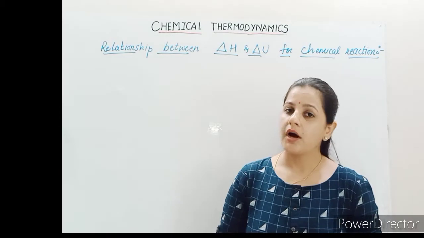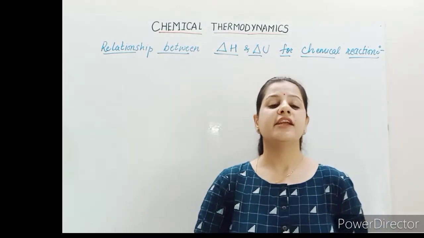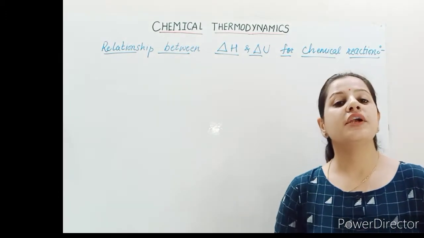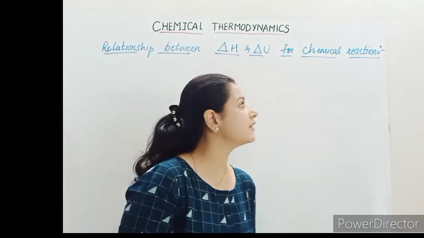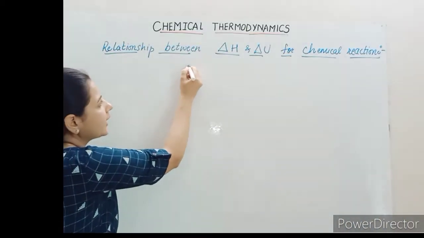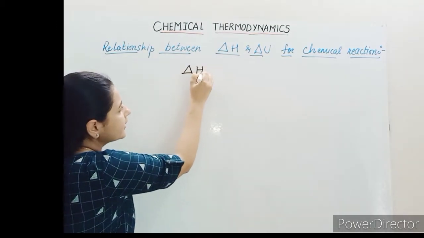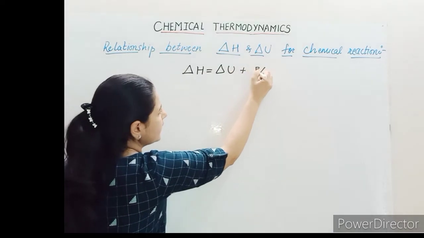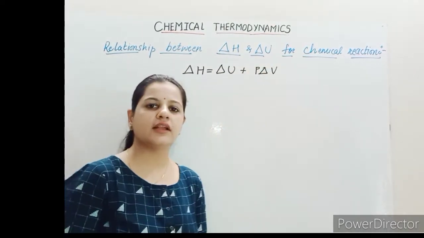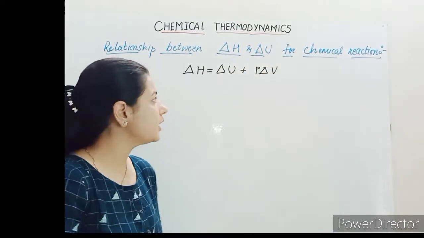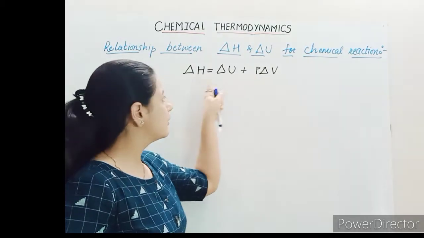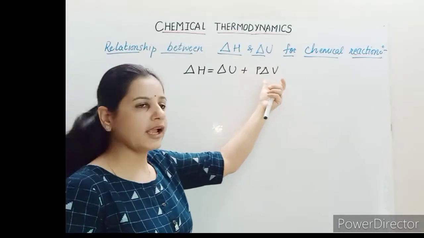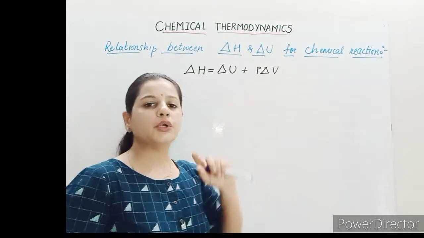So let us move to today's first topic, that is the relationship between delta H and delta U. In the last video we derived the relation for the enthalpy, and we know that at constant pressure delta H is equal to delta U plus P delta V. That is, at constant pressure the change in enthalpy is nothing but the sum of the change in internal energy and the pressure times the change in volume.